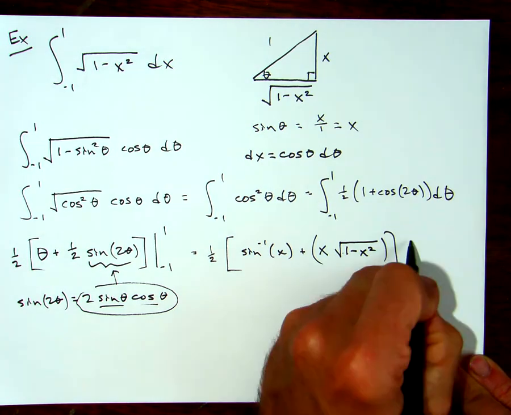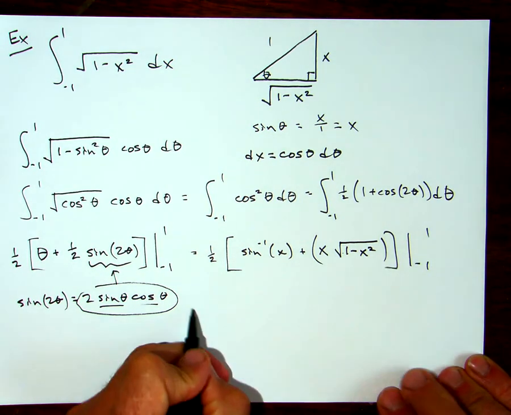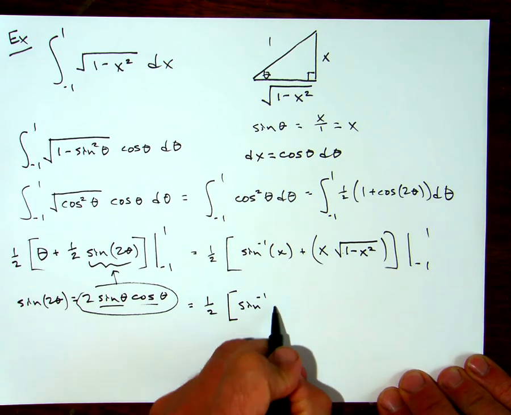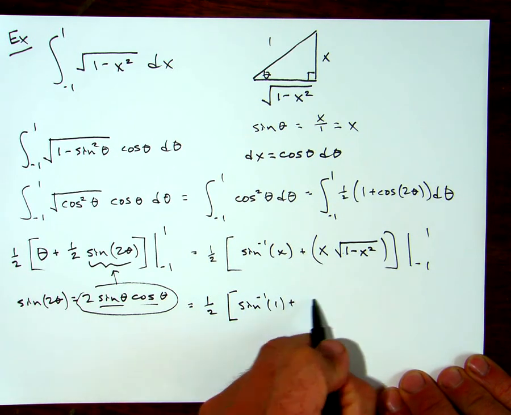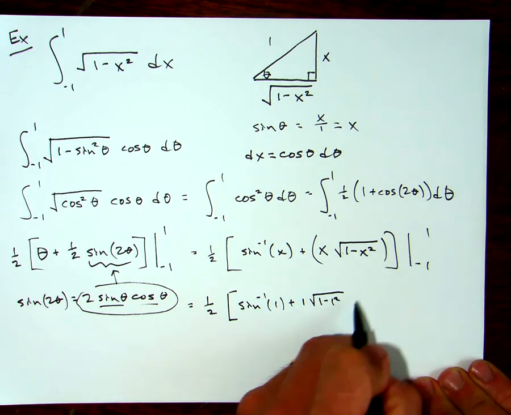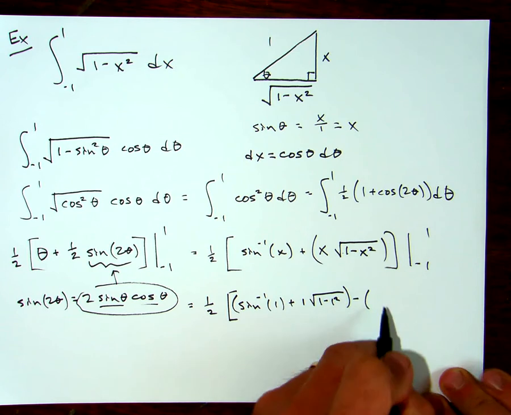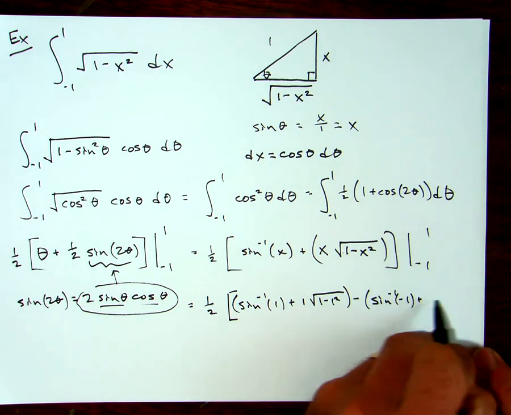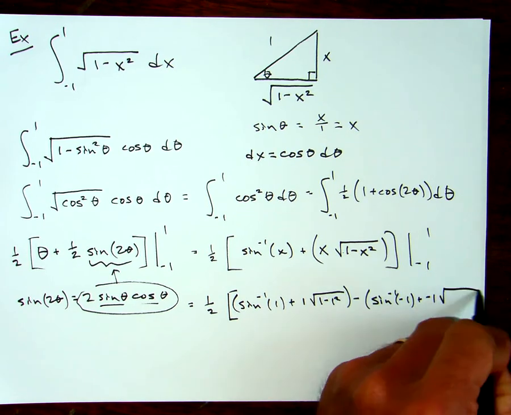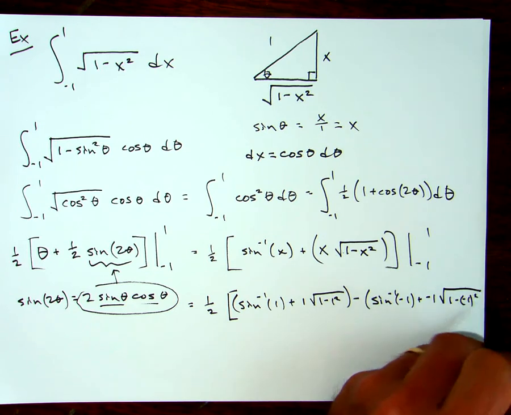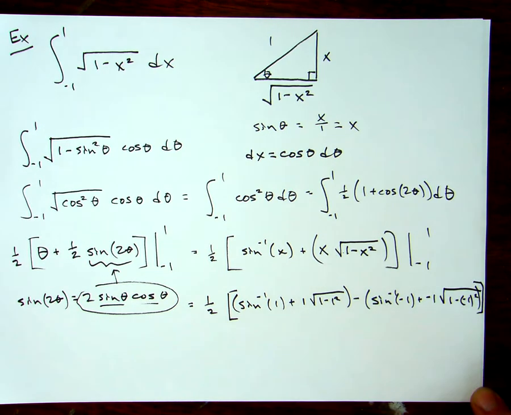And again, I want to put in -1 and 1. So this is 1/2 times [inverse sine of 1 plus 1 times the square root of 1 minus 1 squared, minus inverse sine of -1 plus -1 times the square root of 1 minus (-1) squared]. All right, got all my parentheses and brackets in there.